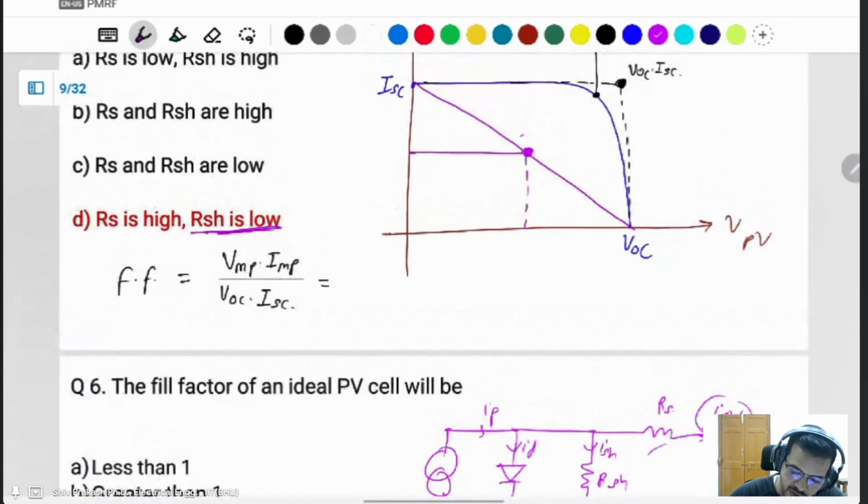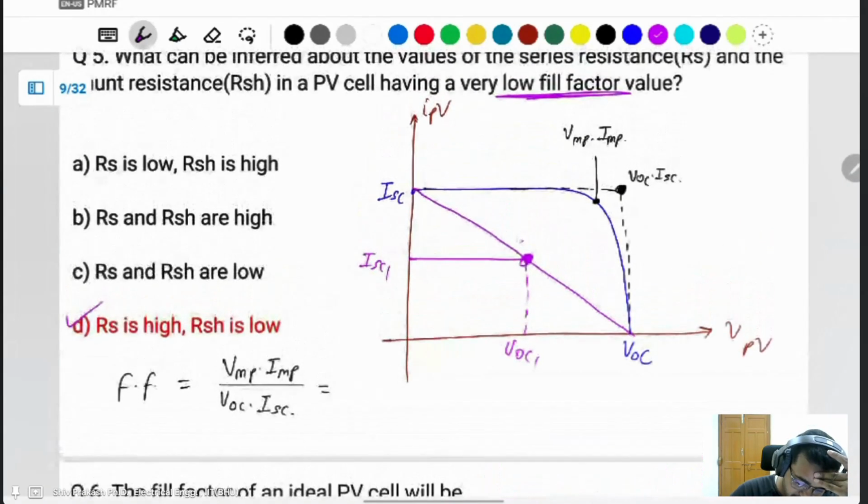That's why this will be VOC. I have written it as VOC1, ISC1. In this condition, the series resistor is high. In option D, you can see, if the series resistor is high, then the maximum voltage drops across it only. Therefore, the terminal voltage will be reduced. And if the shunt resistor is low, it means the maximum photon current is flowing through it only.